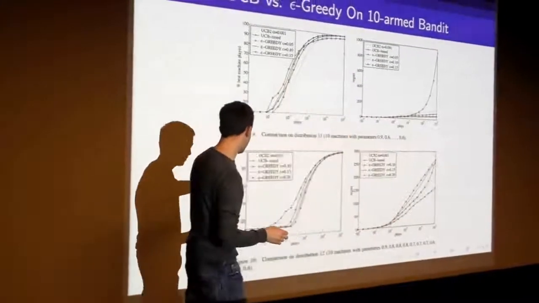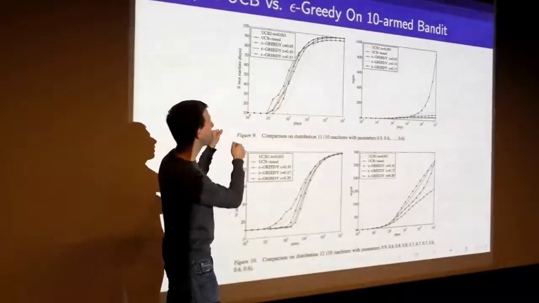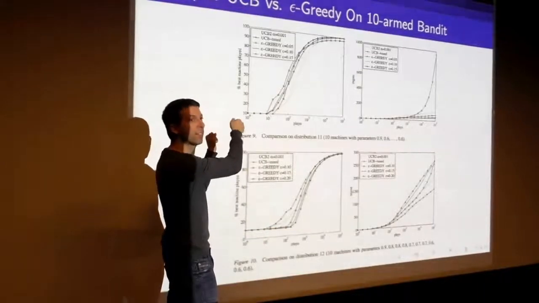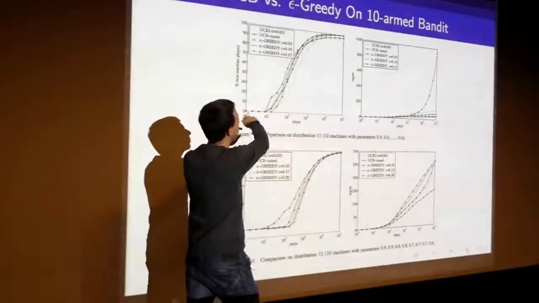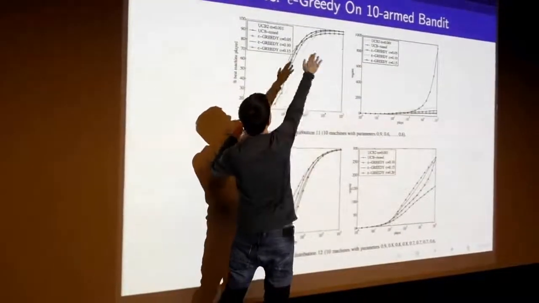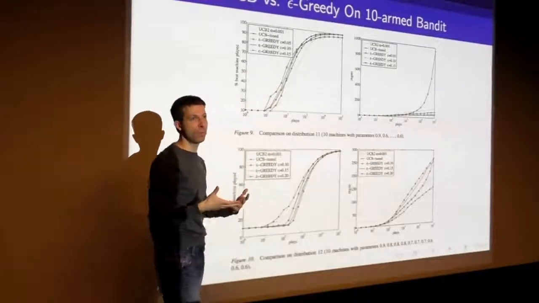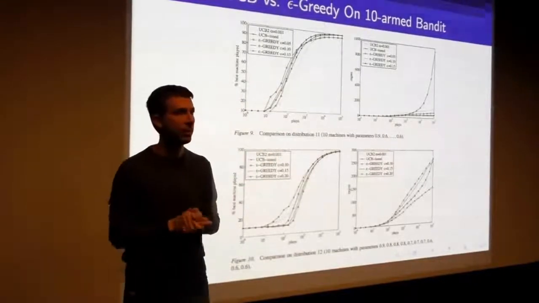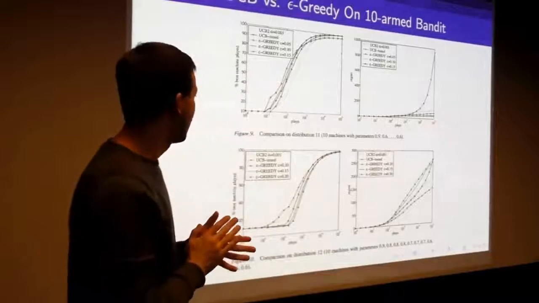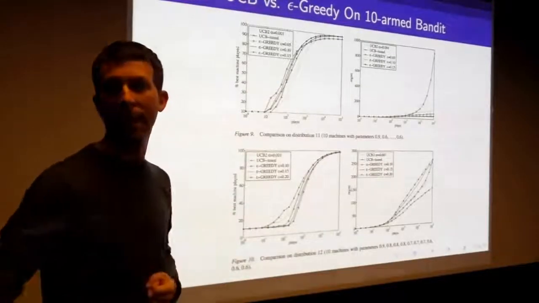And on the left-hand side, we're seeing, I think, how many times you pick the best action. And so what you see is that eventually all of these algorithms start to converge on picking the best action 100% of the time, which you don't get with a naive epsilon greedy or some other naive algorithms. Okay, so this is the bandit algorithm.